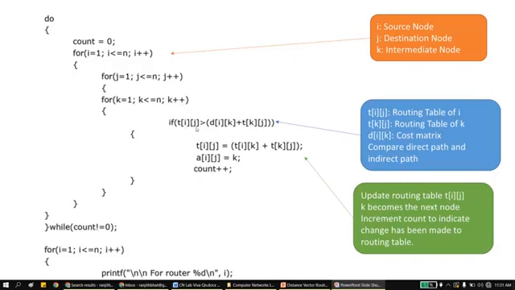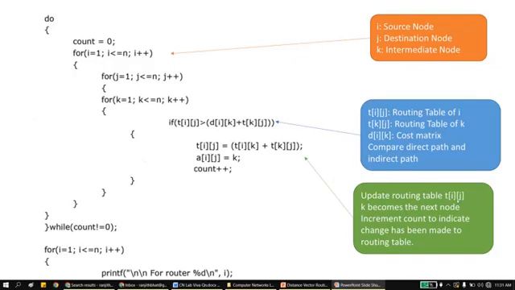So if T of i j is greater than D of i k plus T of k j, that is, traveling from i to j has a better value if I am traveling via k, then I am going to replace it. Otherwise, I am going to keep it as it is. Keeping it as it is doesn't have to be shown in the code. So A of i j will be my new via node. Once I have made any change, I will increment the count. So until no change is happening, I am going to run this loop.